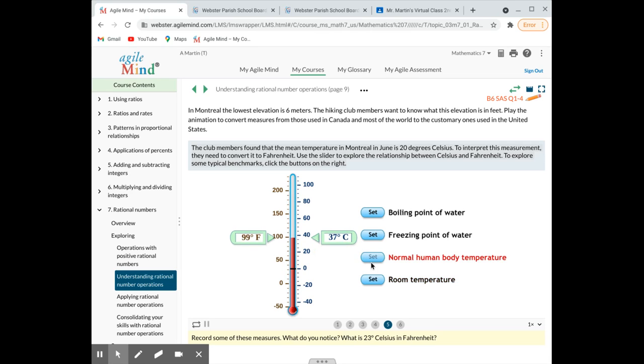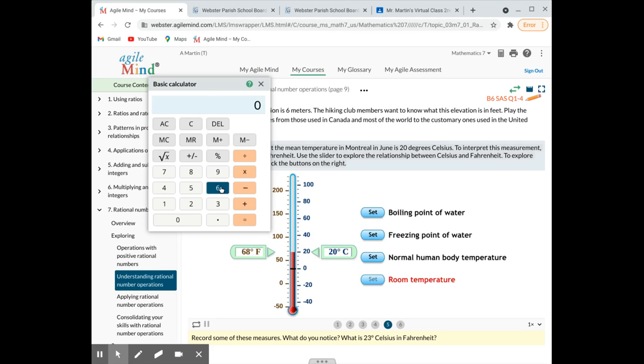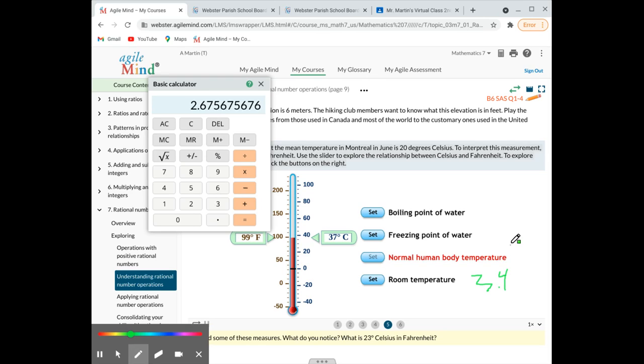Divide. Yeah, we could just divide them. Let's do that. Let's see what happens. So we're going to need to write this down more than likely. Let's do 68 divided by 20. We get 3.4. I'm going to put that over here. All right, let's look at this one. So here we would do 99 divided by 37. Uh-oh. What do you notice? It keeps going on. Yeah, but look at the difference. Are those the same? No. So is it a proportional relationship? No, it's not.